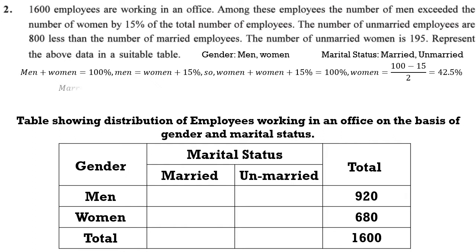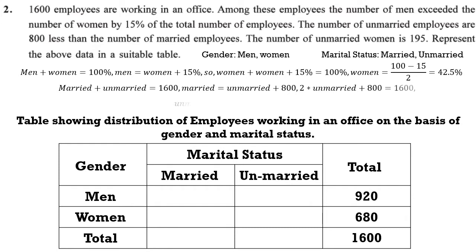This again follows the same principle: married plus unmarried are 1600, and married are unmarried plus 800. So I will replace married with unmarried plus 800, so twice unmarried plus 800, and when I change the sides, 1600 minus 800 divided by 2 will get you the total number of unmarried at 400. When you get the difference with the total, you will get 1200.